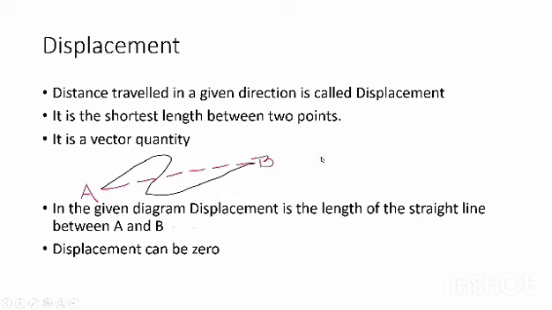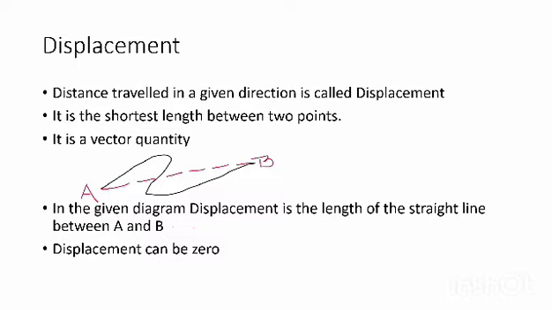So in this given diagram, we have taken the very same diagram that I used while explaining distance. For the very same path, my displacement will be AB, and displacement can be zero. How? Whenever you start from a point and return back to the very same point, your displacement would be zero.